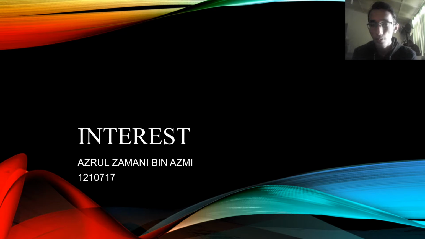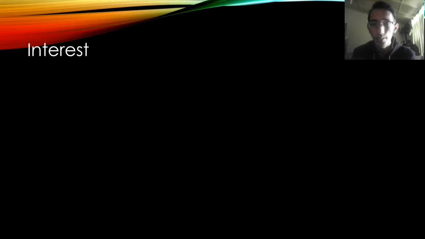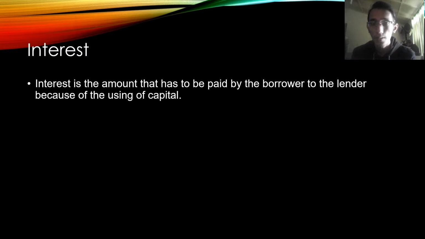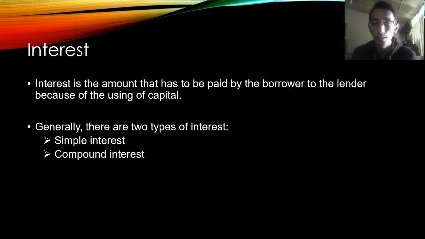Now I'm going to present about interest. Interest is the amount that has to be paid by the borrower to the lender because of the use of capital. Generally, there are two types of interest. The first one is simple interest and the second one is compound interest.